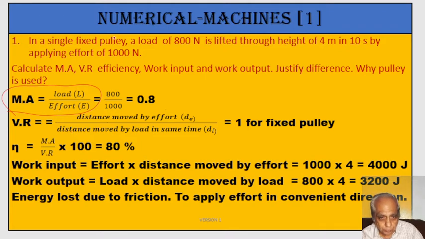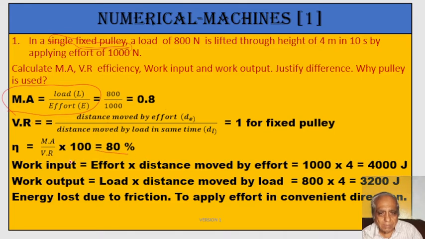Now, there is only one single fixed pulley. In a single fixed pulley, what is the velocity ratio? 1. Because velocity ratio does not change, velocity ratio is equal to 1. So no calculation. But in case he asks what is the distance moved by effort, we will say it is also 4 meter because velocity ratio is 1. Then third is efficiency. Efficiency is MA upon VR. So 0.8 upon 1. If I multiply by 100, I will get 80%. So this is my efficiency.